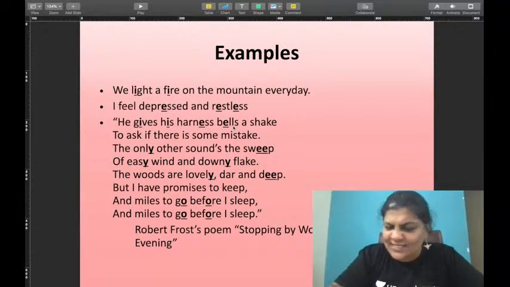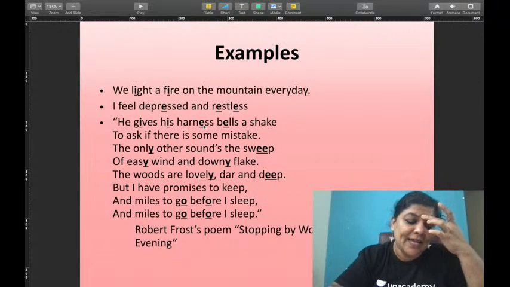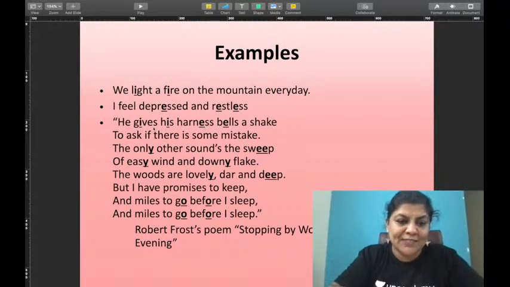He gives his harness bells a shake. Gives, his, two I sounds repeated. Harness bells, the A sound is repeated. He gives his harness bells. So, repetition of vowel sounds.